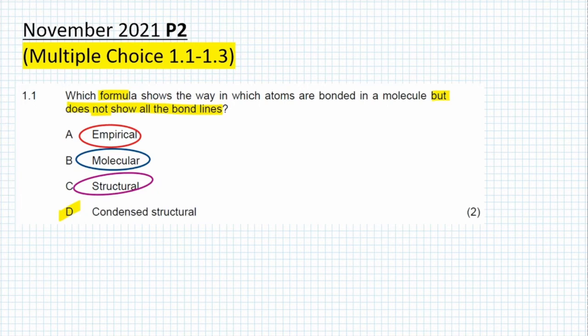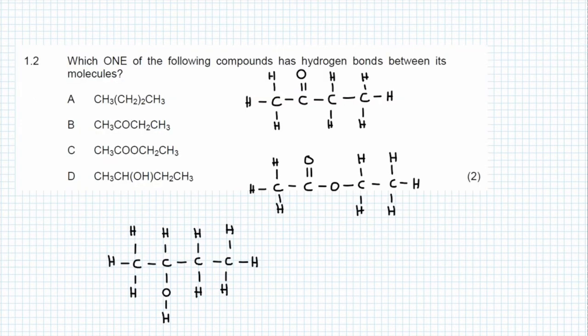Question number 1.2 says, which one of the following compounds has hydrogen bonds between its molecules? We remember at this point that a compound contains hydrogen bonds if contained in its molecules is a hydrogen atom that is bonded directly to nitrogen, oxygen, or fluorine. Please remember, a hydrogen bond is a type of intermolecular force.